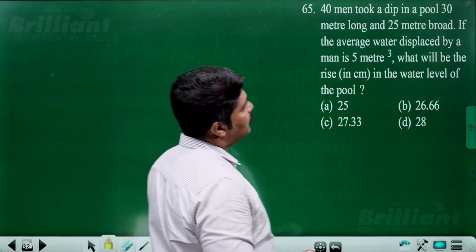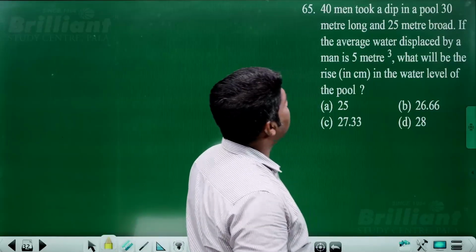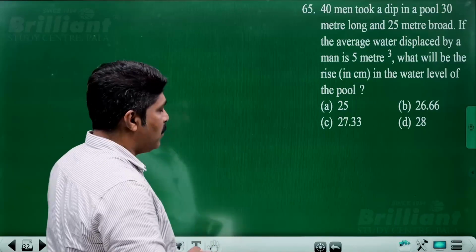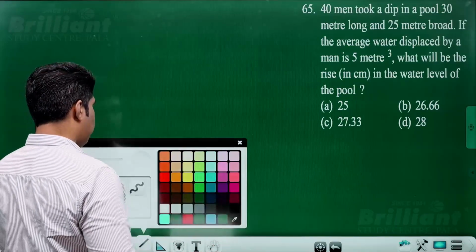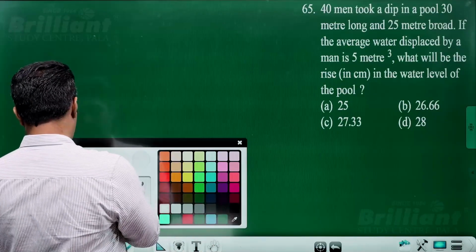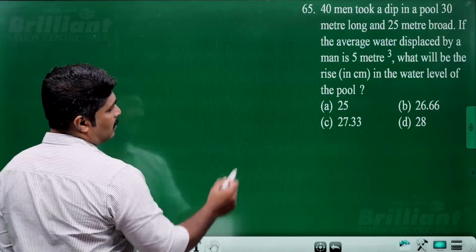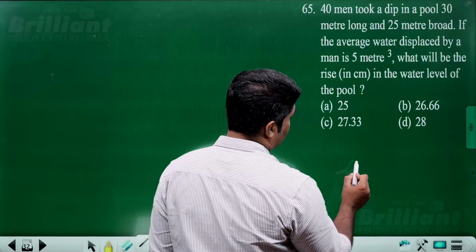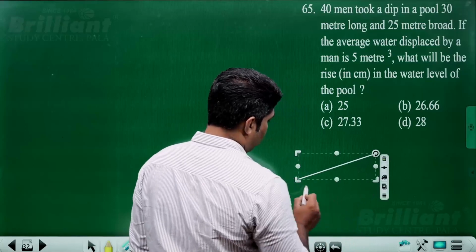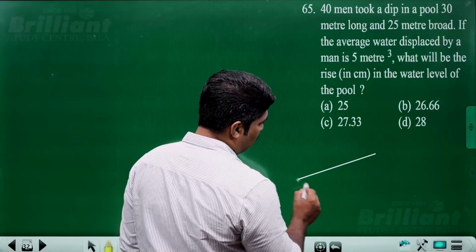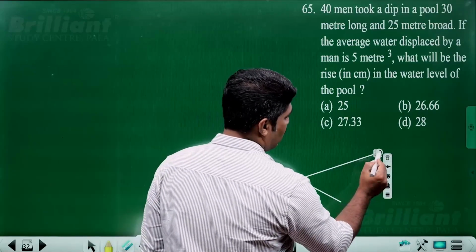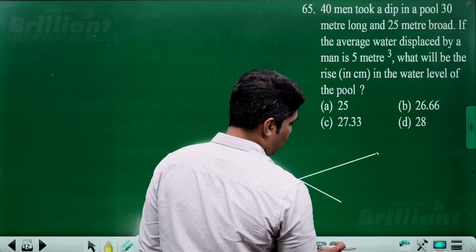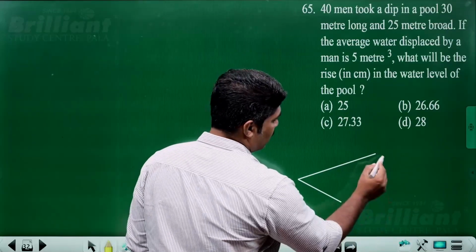So 40 men took a dip in a pool 30 meters long and 25 meters broad. We just consider the shape of the pool. How can we consider that shape? It will be in the form of a cuboid. Suppose you are drawing that cuboid.